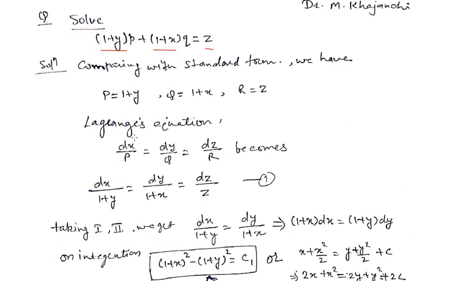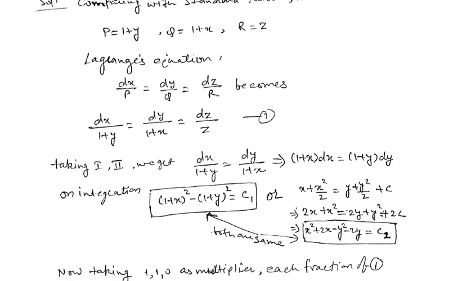Now the Lagrange auxiliary equation is dx upon P is equal to dy upon Q is equal to dz upon R. Now we put the values of P, Q and R in this equation, we get dx upon 1 plus y equals to dy upon 1 plus x equals to dz upon z. Now let's take the first two fractions of equation 1 to get an integral of this equation. So we have dx upon 1 plus y is equal to dy upon 1 plus x, and solving this we get 1 plus x dx is equal to 1 plus y dy.